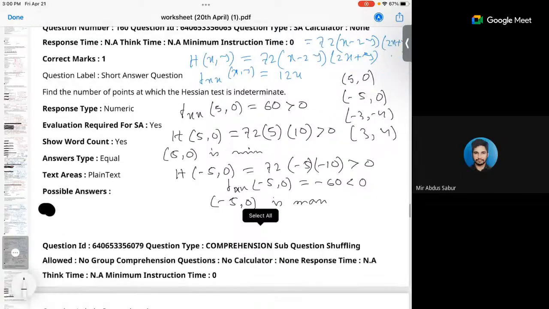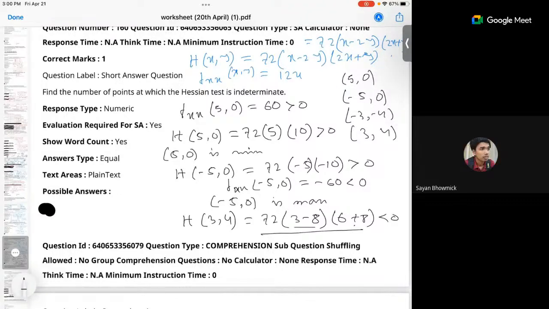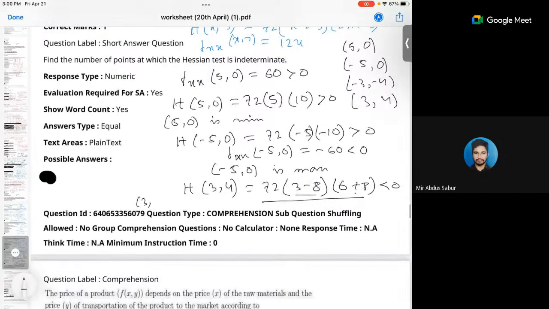And H of 3 comma 4 will be 72 times (3 minus 8) times (6 plus 4). So it will be less than 0, right? It is minus 5 and all the others are positive, so it will be negative. So 3, 4 is a saddle point.